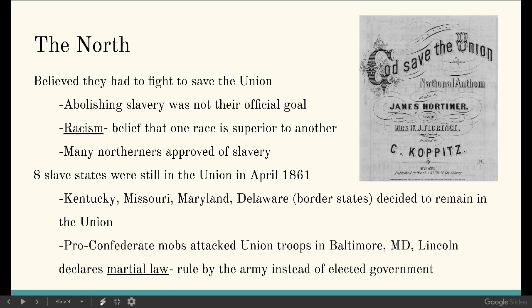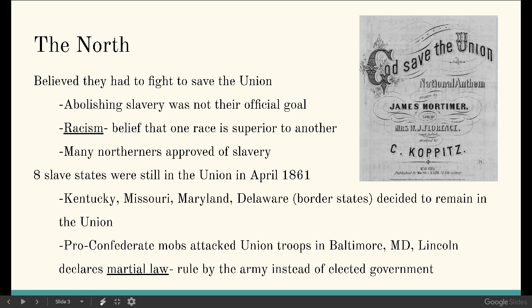Now, I wanted to go over a couple of key points about both the North and the South and kind of what their situation was. Now, the North believed that they had to fight to save the Union, and that's their main goal at the beginning of the war. Now, certainly slavery is a major cause of the Civil War. It's definitely what the South is fighting about. But for the North, they're not necessarily interested in abolishing slavery as their official goal. It's definitely a sub goal of what they're doing.